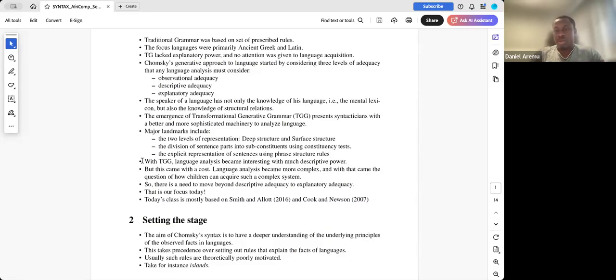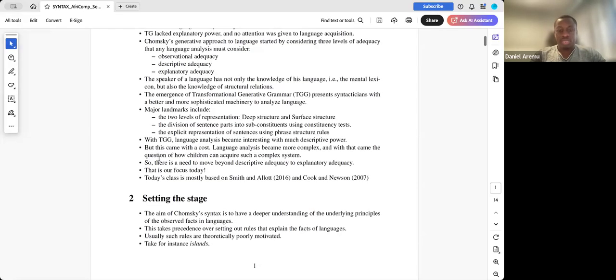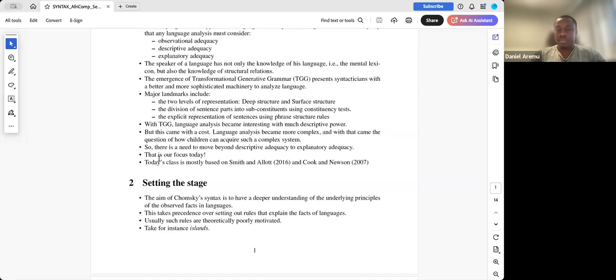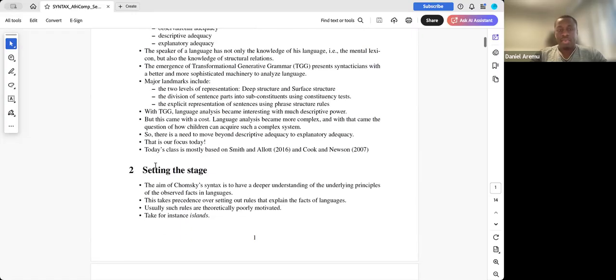So these rules are important for us to make explicit what is in the mind, basically, how sentences are structured, right? And we also saw that with TGG, language analysis became interesting and with much descriptive power, of course, right? Because there were more machinery or tools used to describe the language. But we ended last class noting that even though the earlier stage of TGG was very interesting, it came with a cost, because language became more complex.